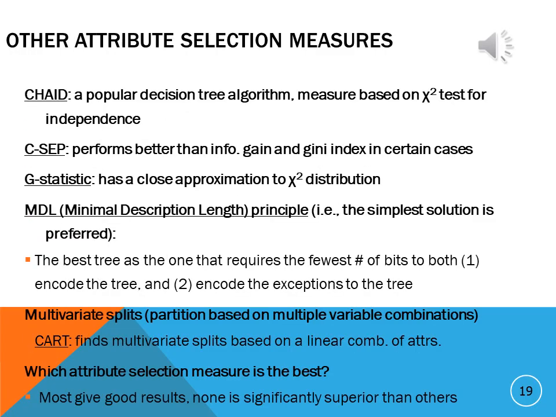Besides the standard methods, other attribute selection measures are also used. CHAID relies on the chi-square test for independence. CSEP can outperform information gain and Gini index in certain scenarios. G-statistic is similar to chi-square in behavior. The MDL principle prefers simpler trees that minimize the number of bits needed to encode the model and its errors. Some models like CART also support multivariate splits based on combinations of attributes.